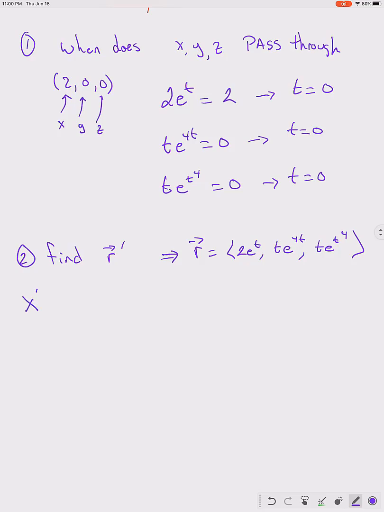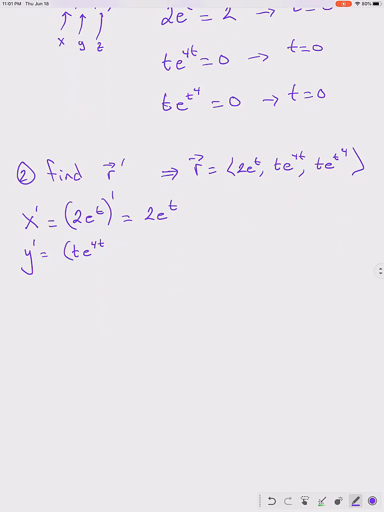For the x part, x prime is just the derivative of 2e to the t, and that's equal to 2e to the t. And then the y part is the derivative of te to the 4t. Here we have to use the product rule. So when I take the derivative, I get e to the 4t plus t times e to the 4t times 4.